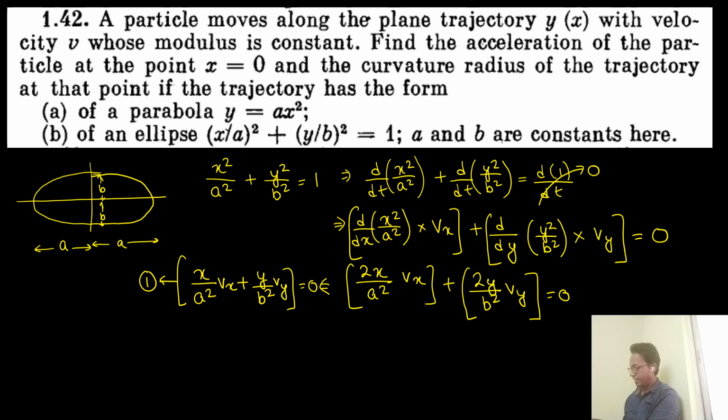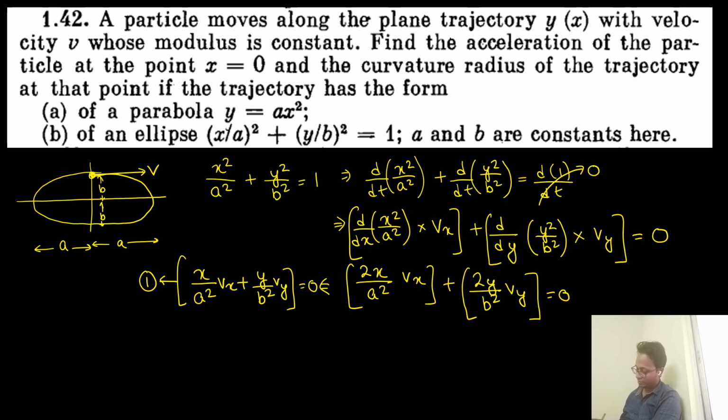Now I have to differentiate this again. Why? Because this particle is moving with a constant velocity. It can move clockwise or anti-clockwise. The question isn't specified. Okay, but at x equal to 0, suppose the particle is here. It is moving with the velocity v. Let's take the particle that is moving with velocity v, and this component of velocity is vx.